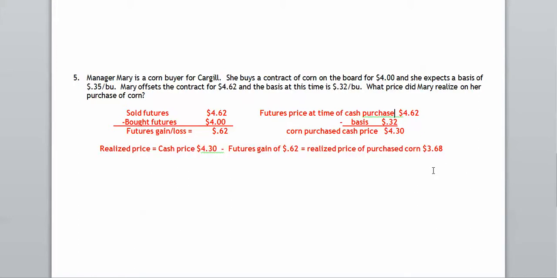Again, all we're going to do is, instead of selling initially like on a short hedge, in the long hedge our initial transaction is going to be buying a futures contract. We're later going to sell that futures contract back. And at the same time we sell that futures contract back, we're going to be buying cash corn. We take the gain or loss from the futures contract trading. We add or subtract that from our cash price to get our realized price on our long hedged corn purchase.